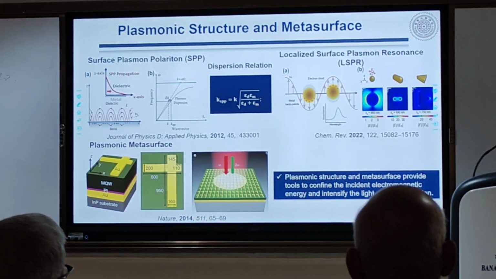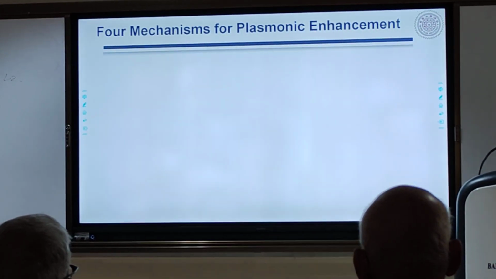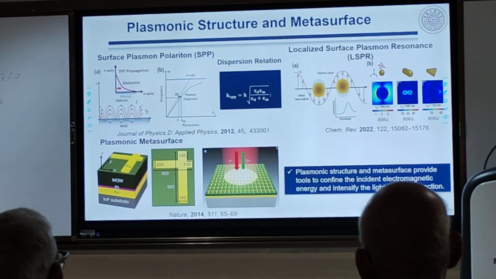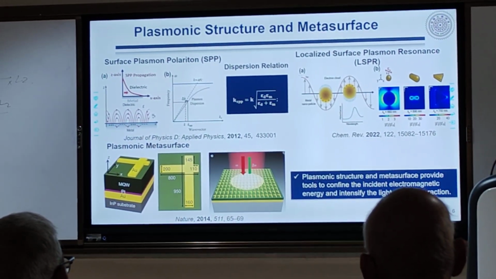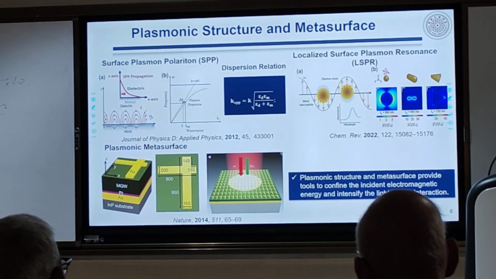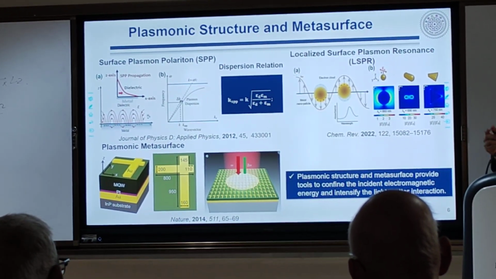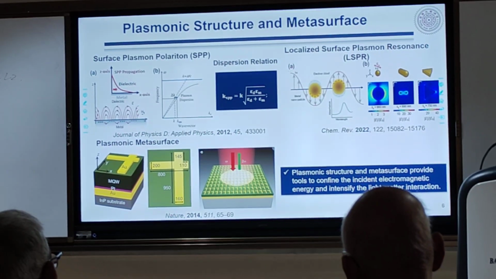This plasmonic metasurface has the capability to enhance the light-matter interactions. Are the engineered materials stable, or what is this? This is just gold, a gold nanostructure. You just engineer the structure, like make a circle or a rectangular shape. So it is stable.